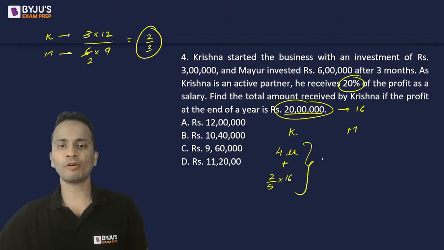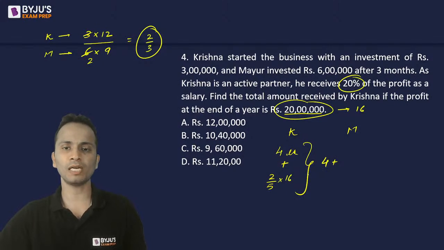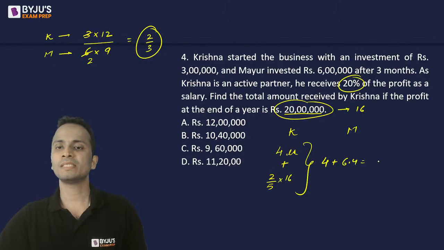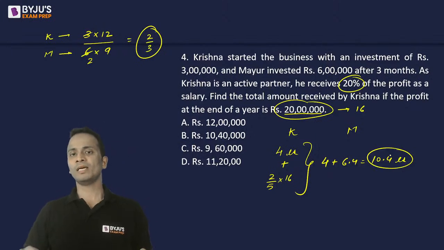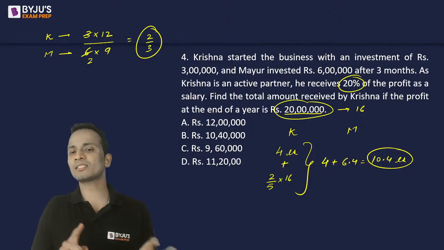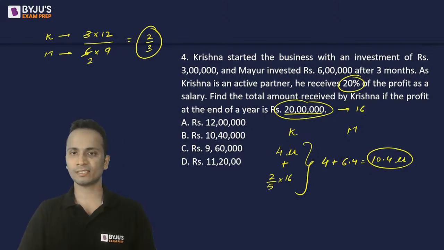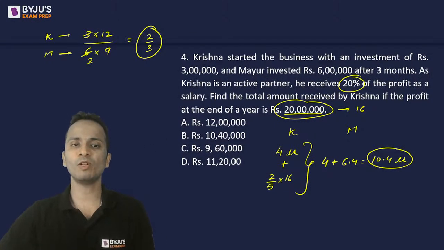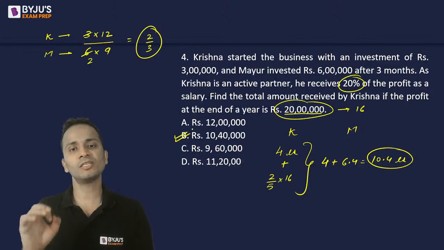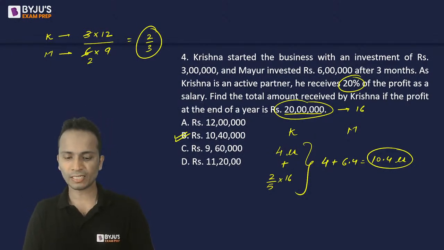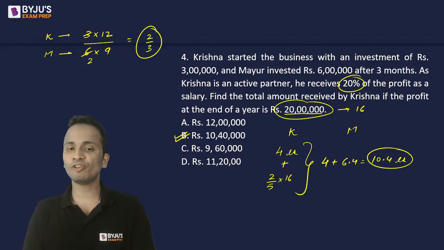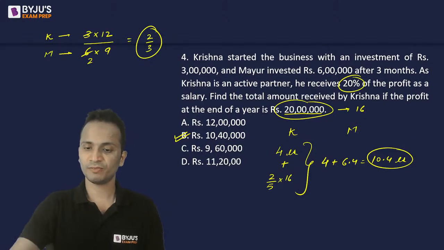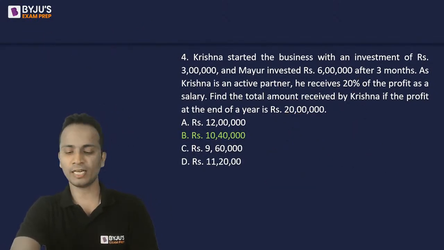So the total share of Krishna will be 4 plus 6.4, that is 10.4 lakhs. So this is the total money received by Krishna. And Mayur, on the other hand, will receive 20 lakhs minus 10.4, that is 9.6 lakhs. Now we have to find the total amount received by Krishna, so that will be 10.4 lakhs, that means 10 lakhs 40,000. All right, fine. Sachdeep, Vanshita, Tarun, these three students have given a correct answer for this question. So question number 4, the correct answer is option B.